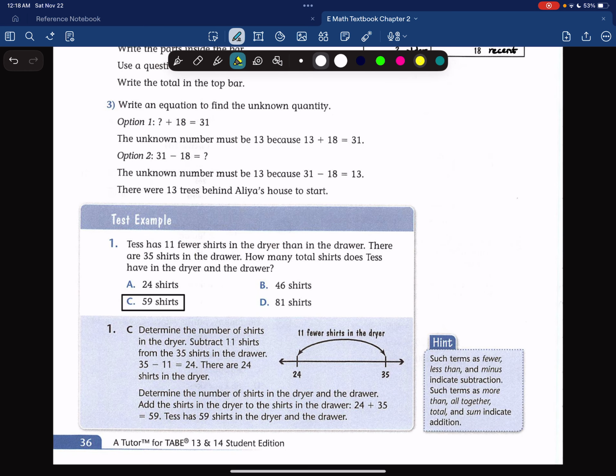They used a number line, and you can absolutely do that too. You could use algorithm only if you can visualize what they're asking. The hint says such terms as fewer, less than, and minus indicate subtraction. Such terms as more than, altogether, total, and sum indicate addition.